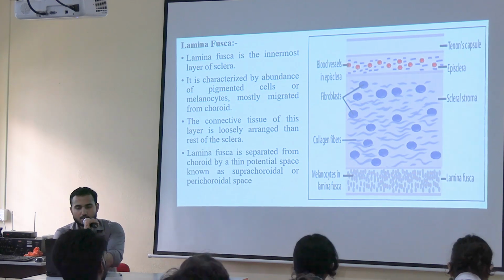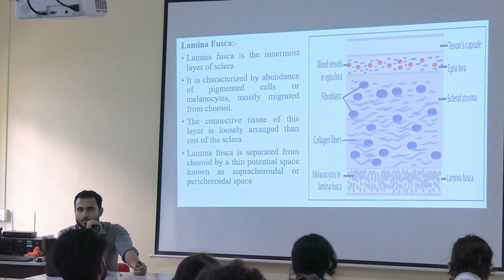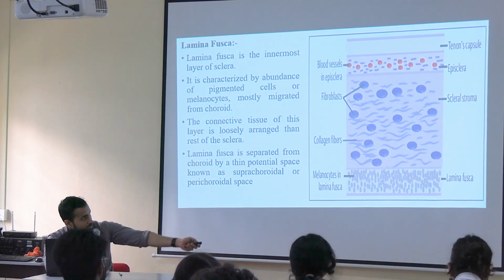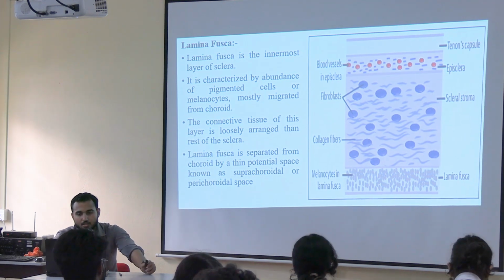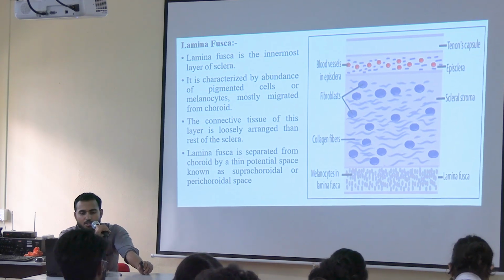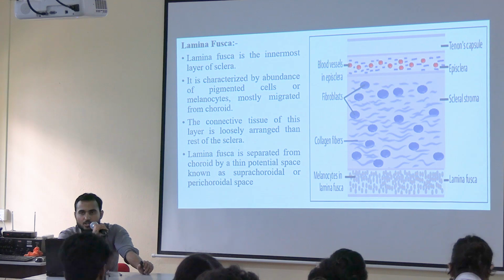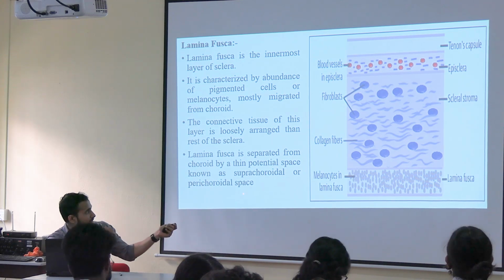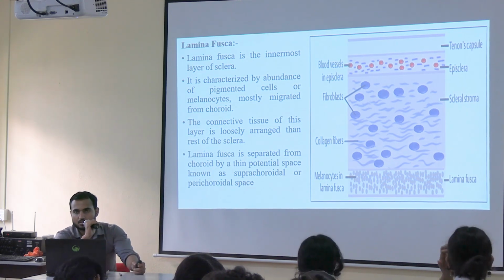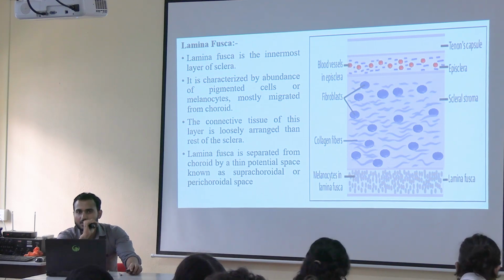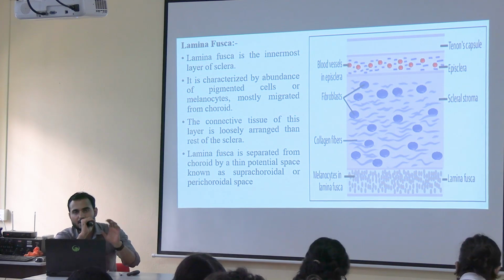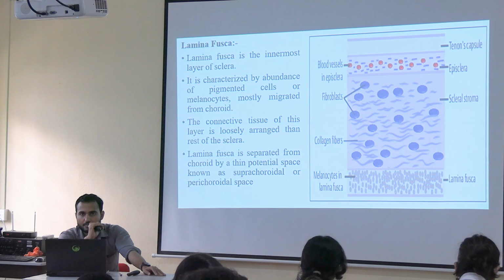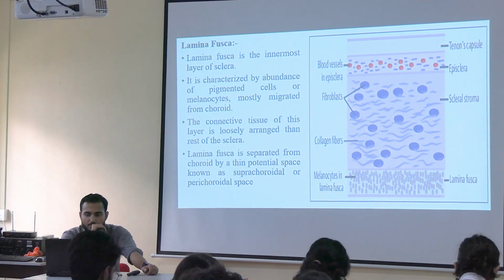Lastly, the Lamina Fusca, that is the innermost layer of the sclera. In that, you can see abundant pigment cells, that means the melanocytes. Along with that, loose connective tissue is also there. The Lamina Fusca is separated from the choroid by a potential space called the suprachoroidal space or perichoroidal space. This space is important clinically for various surgical interventions and for drug delivery. Through this suprachoroidal space, various drugs can be administered into the eyeball.